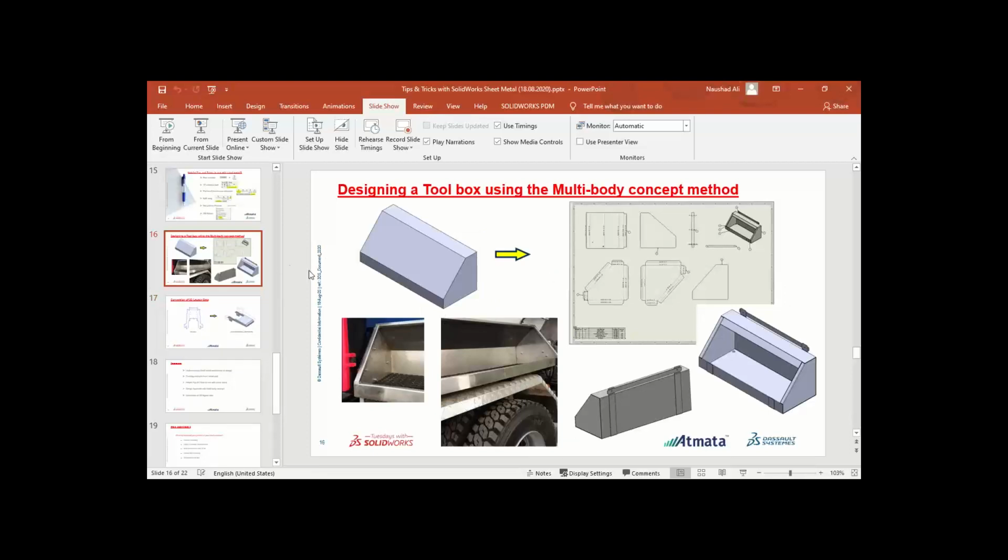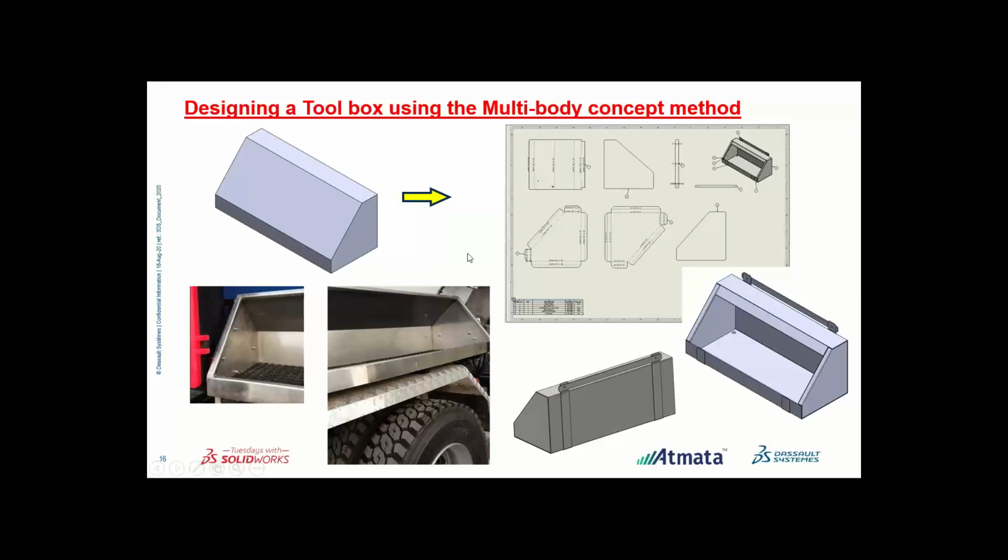Now, from the design point of view, I just wanted to show you the multi-body concept. For example, I have a toolbox. This is a toolbox here. So how do I create it using multi-body concepts? This is a challenge for most designers. How do I start creating a toolbox? How do I start with the first flange, the base flange? How do I start with the edge flange? And what are the features I'm going to add to this?